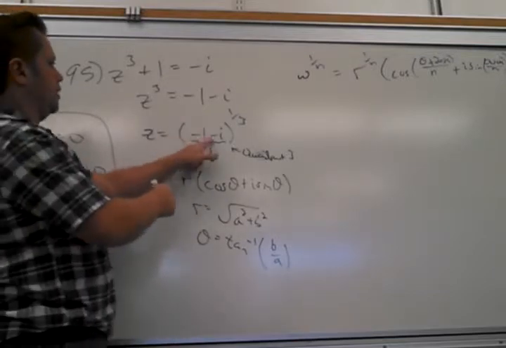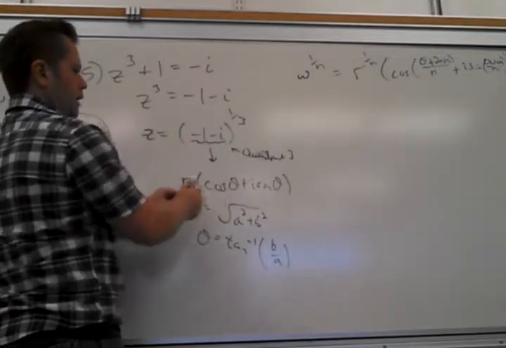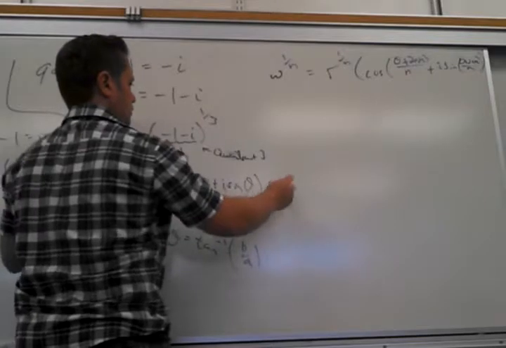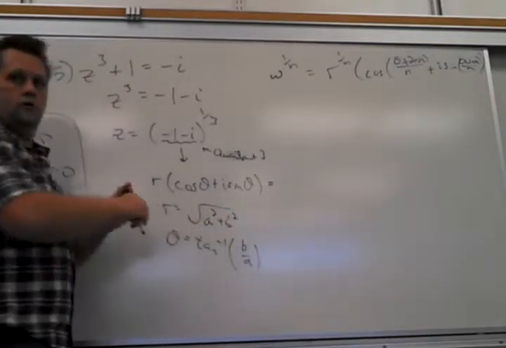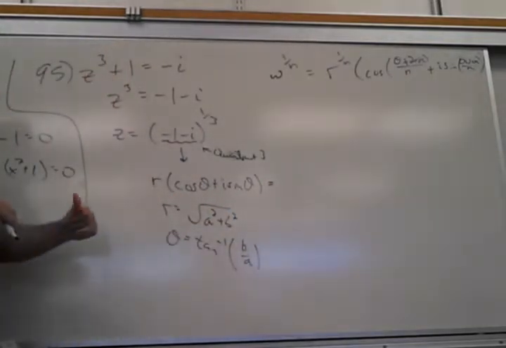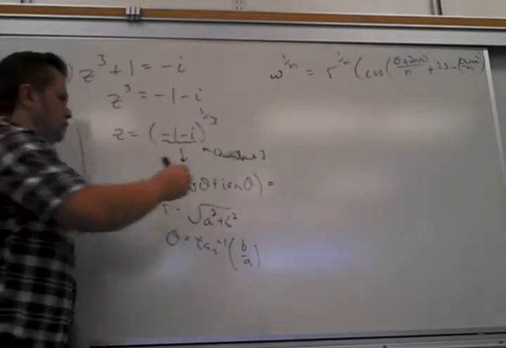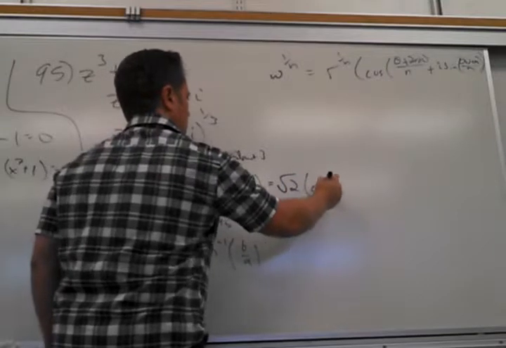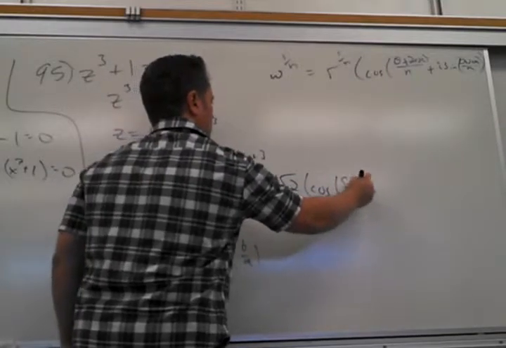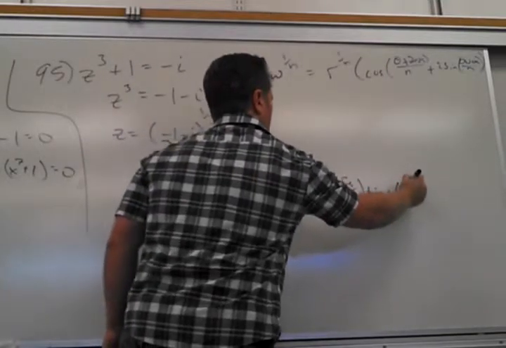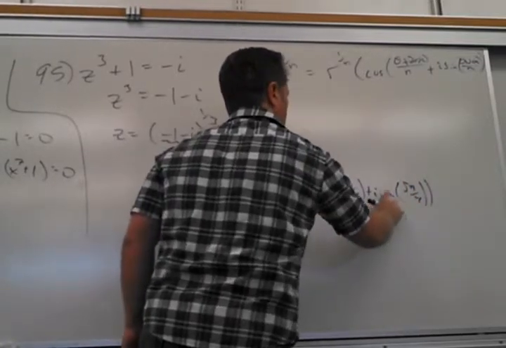So this part here in this format is what? Yeah, putting this number into this format, you get, oh right, 2 root 2, cosine 5 pi over 4 plus i sine 5 pi over 4. Kick ass.